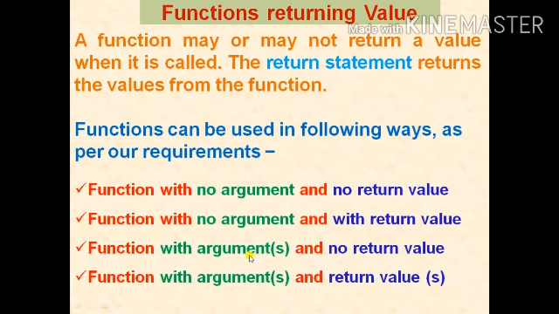Third, a function with arguments and no return value. A function takes an argument but it doesn't return any value. It will simply execute the set of instructions defined under that function. Fourth, function with arguments and return values. The function will take arguments and it will return values also. These are the 4 patterns in which a function can be used.